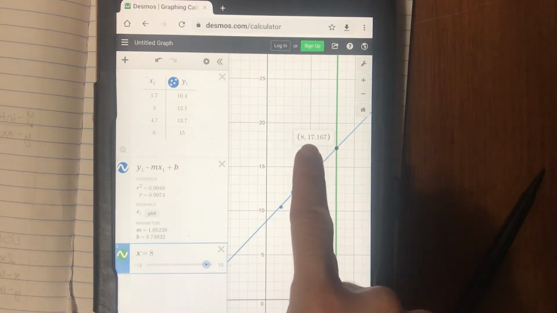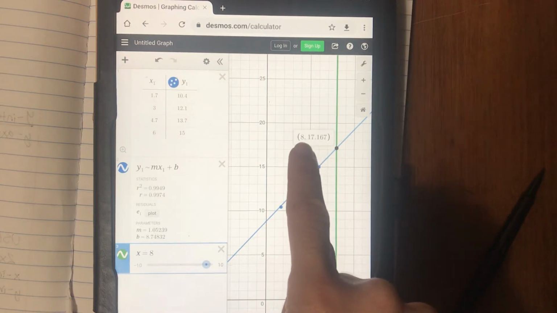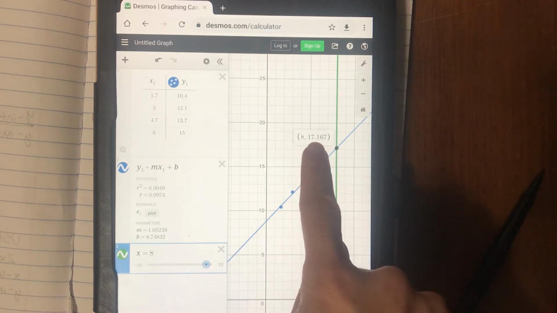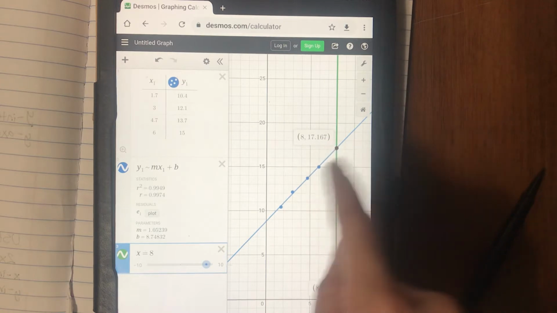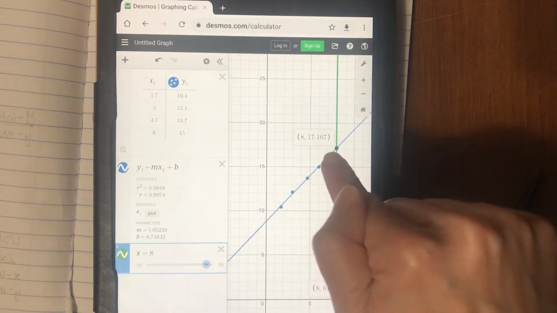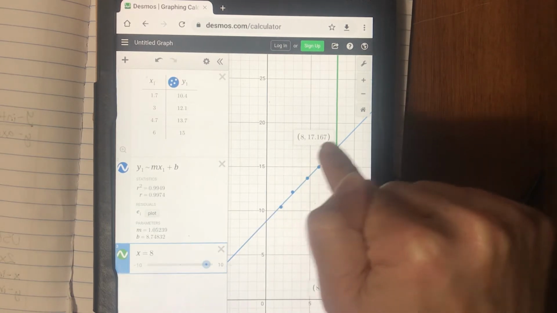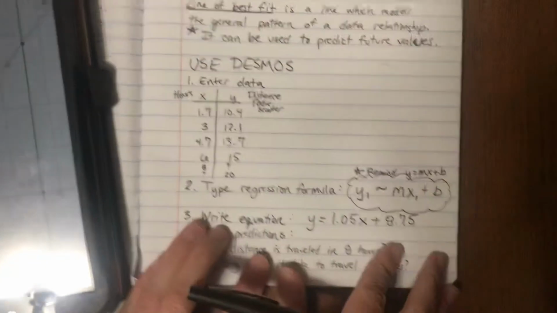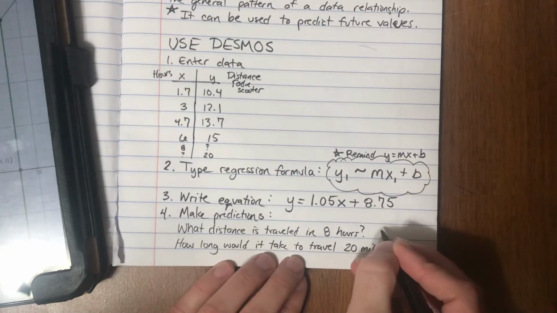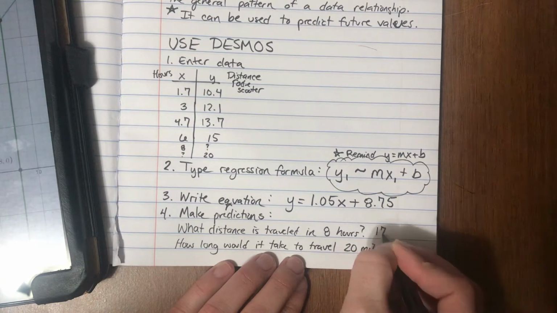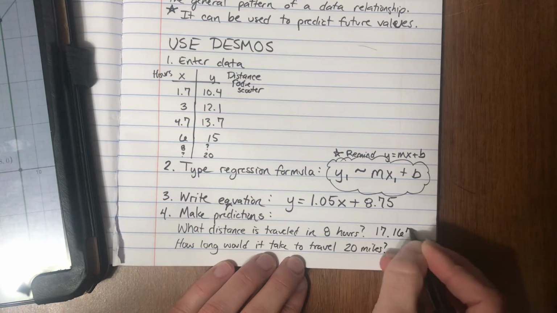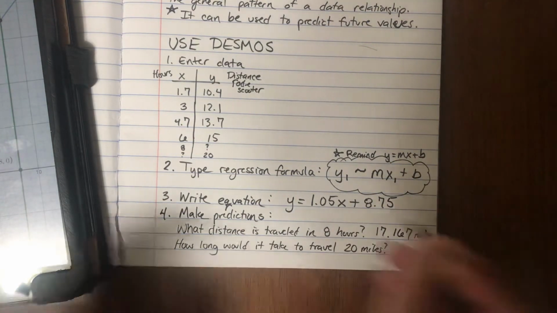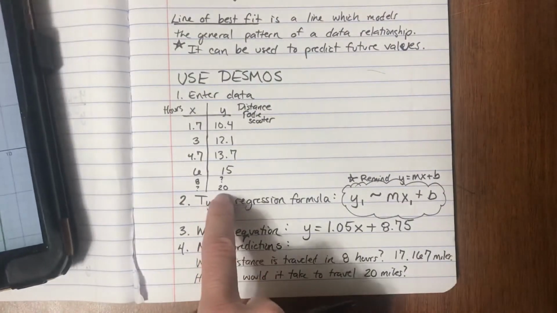My prediction line. And so what this value means is that at 8 hours, I have actually traveled 17.167 miles. Now, that's an approximation because I actually don't know how far I've gone, but it's an approximation based on the hours. And so what I would do is I would say, what is the distance traveled in 8 hours? It's that Y value that goes with 8, so 17.167 miles.